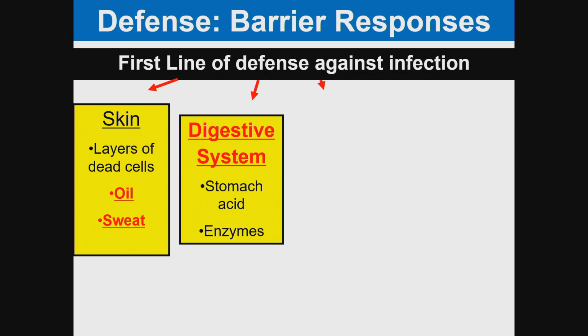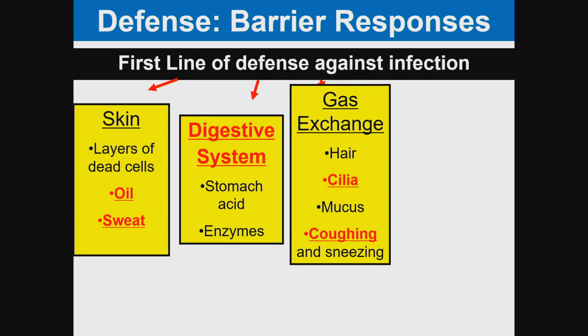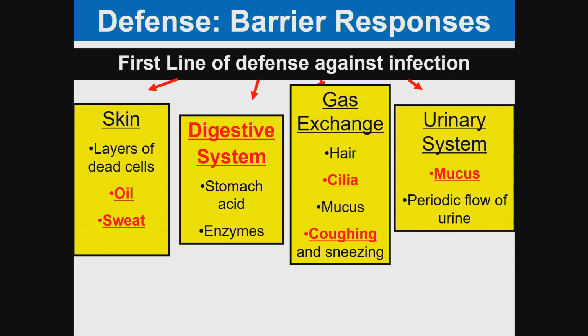Our digestive system has stomach acid and enzymes. Our gas exchange system, or respiratory system, includes hair, cilia, mucus, coughing, and sneezing. All of those help to either trap pathogens or get them out of the system. And the urinary system has mucus and periodic flow of urine to wash out pathogens.